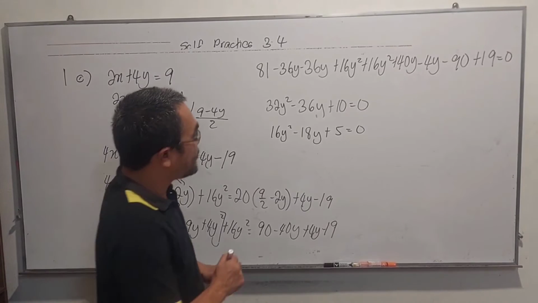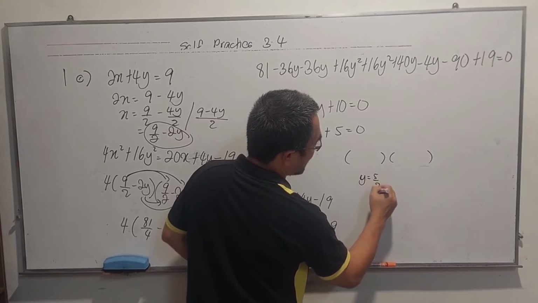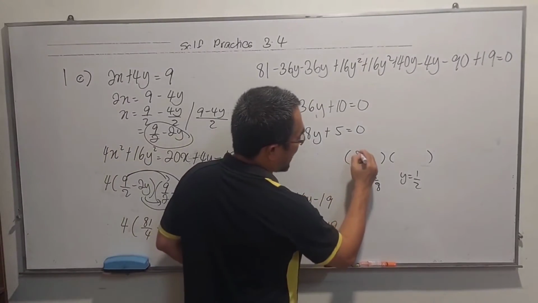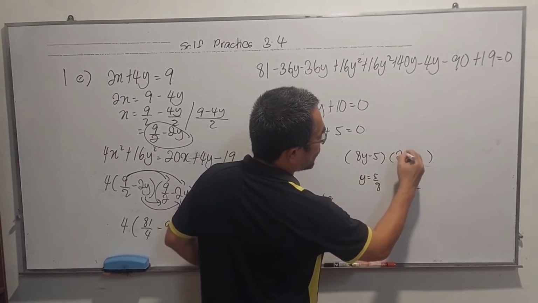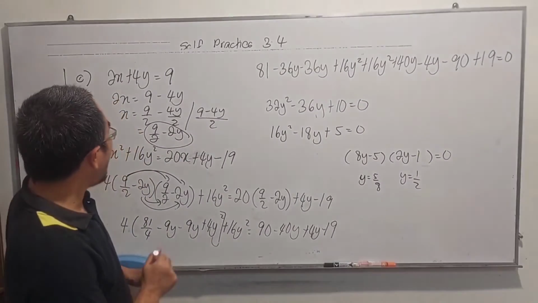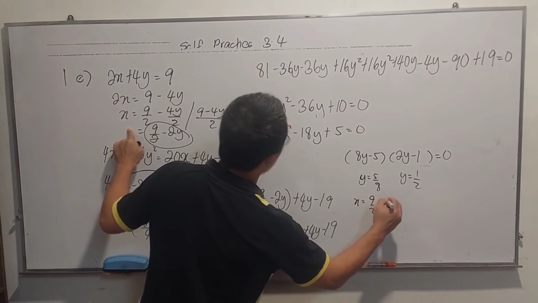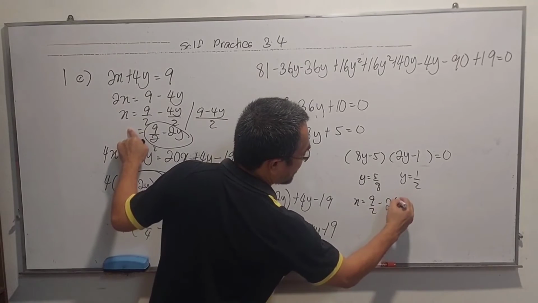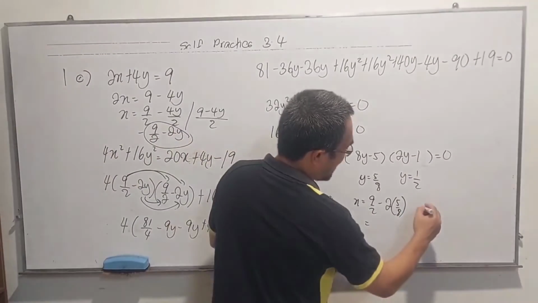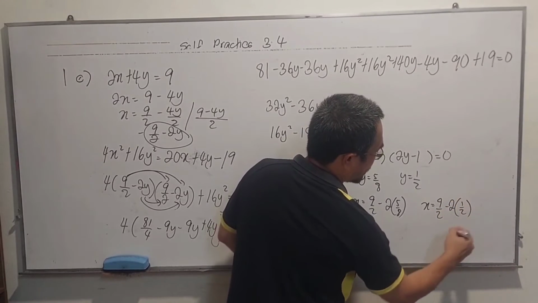Okay, so you get the first value of y is 5/8. The other value is 1/2. So the factorization will be 8y minus 5 and 2y minus 1 equal to 0. Then find the value of x, which is x is 9/2 minus 2y. 2 times 5/8. This is complicated, just use a calculator. Similarly, the second value is 9 over 2 minus 2 times 1 over 2.